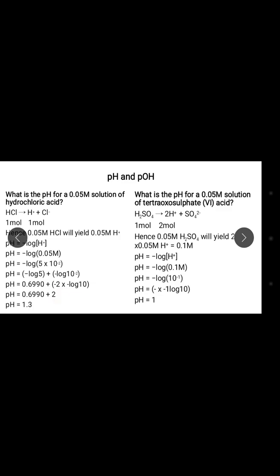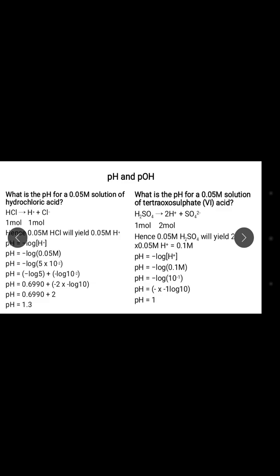So our pH is 1.3, and that is expected because the solution we are dealing with is an acid, and an acid is expected to have a pH below 7. And being a strong acid itself, that's why the pH is this low. The lower the pH, the stronger the acid. So let's take another example.